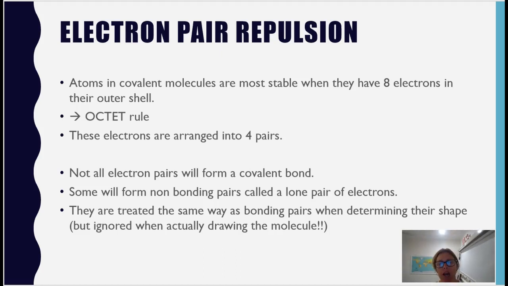All our atoms in our covalent molecules, as we've said before, are most stable when they have 8 electrons, and we call this the octet rule. As you might have seen in our Lewis structures, we arrange those electrons into pairs, 2 together all the way around. Not all electron pairs will actually bond. We have lone pairs of electrons, but they're treated the same as a bonding pair when determining the shape, because they still have a negative charge and therefore still repel the others.